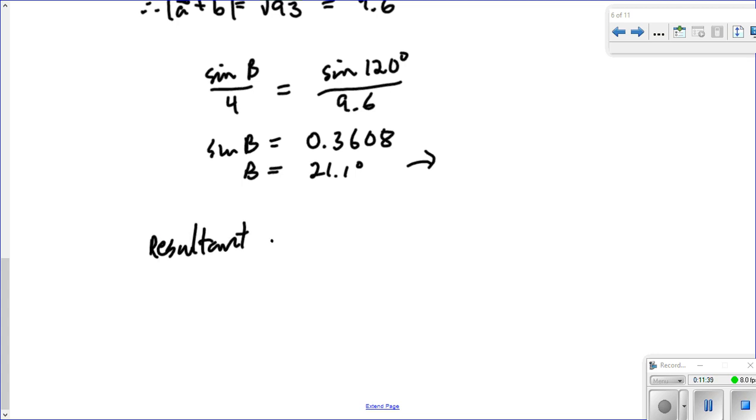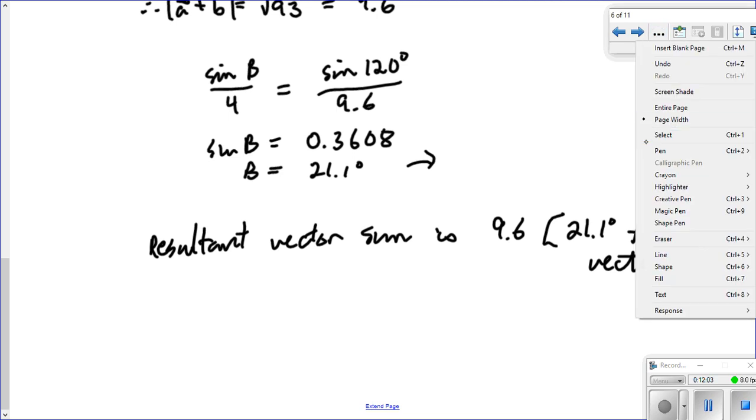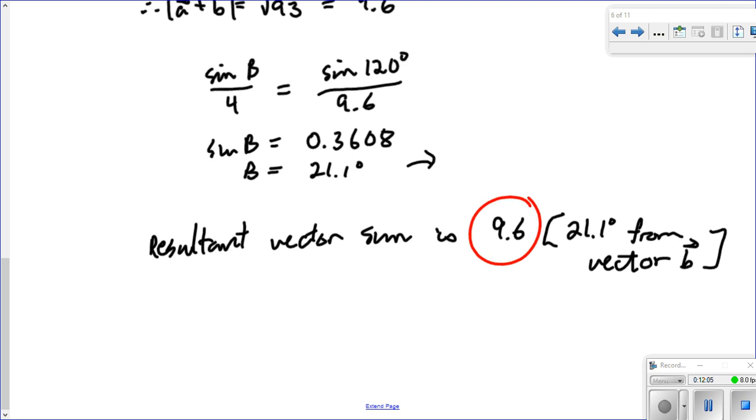Okay, so my resultant vector sum is 9.6 at 21.1 degrees from vector B. As long as I have an angle and an orientation, I'm good with that. For vectors, I need a magnitude, and I have that magnitude, and I need a direction, and I have that direction, a very specific direction.